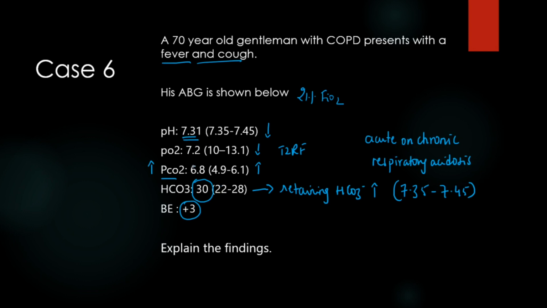So a slight rise in the PCO2 level is going to slip the patient into acidosis, and hence this is an acute on chronic respiratory acidosis. I hope that makes sense.